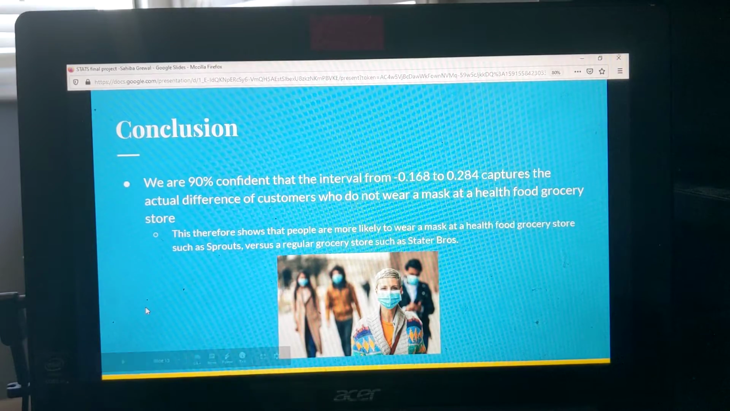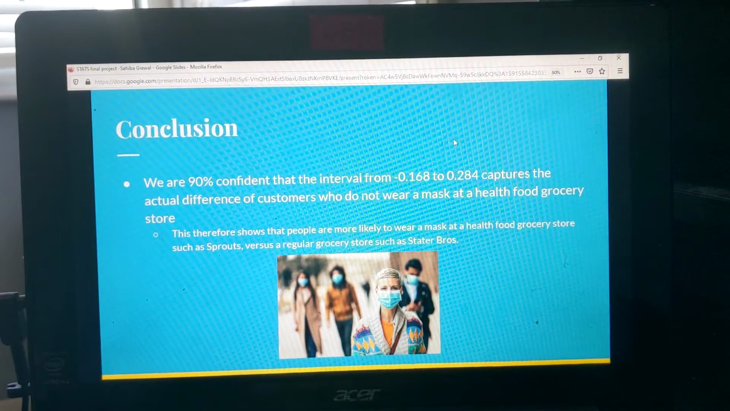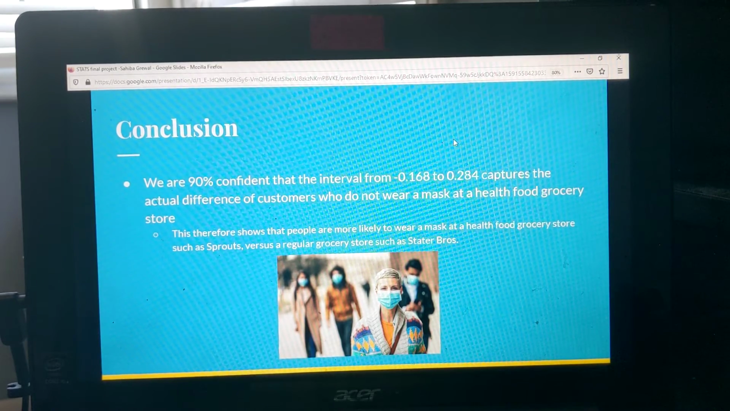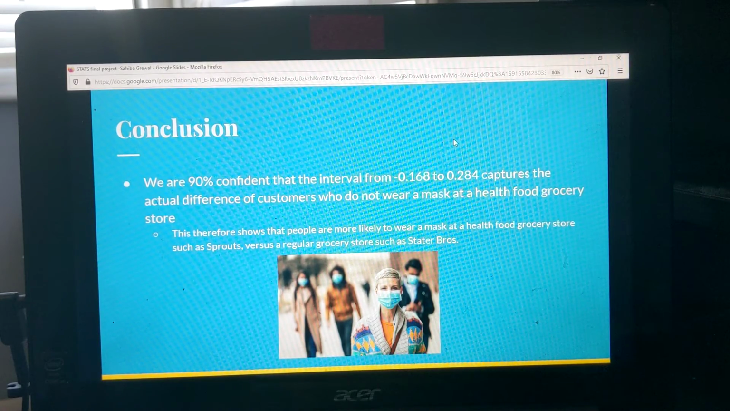So for the conclusion, we are 90% confident that this interval captures the actual difference of customers who do not wear masks at a health food grocery store. So just in simpler, more human terms, this therefore shows that people are more likely to wear a mask at a health food grocery store such as Sprouts versus a regular grocery store such as Stater Brothers.